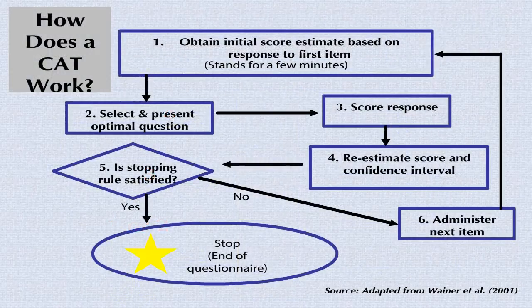This process of selecting an item, scoring the response, and then checking to see if the score is precise enough to meet the stopping rule continues. Once the level of precision is reached, the process stops and the program starts administering items from the next domain that was selected.